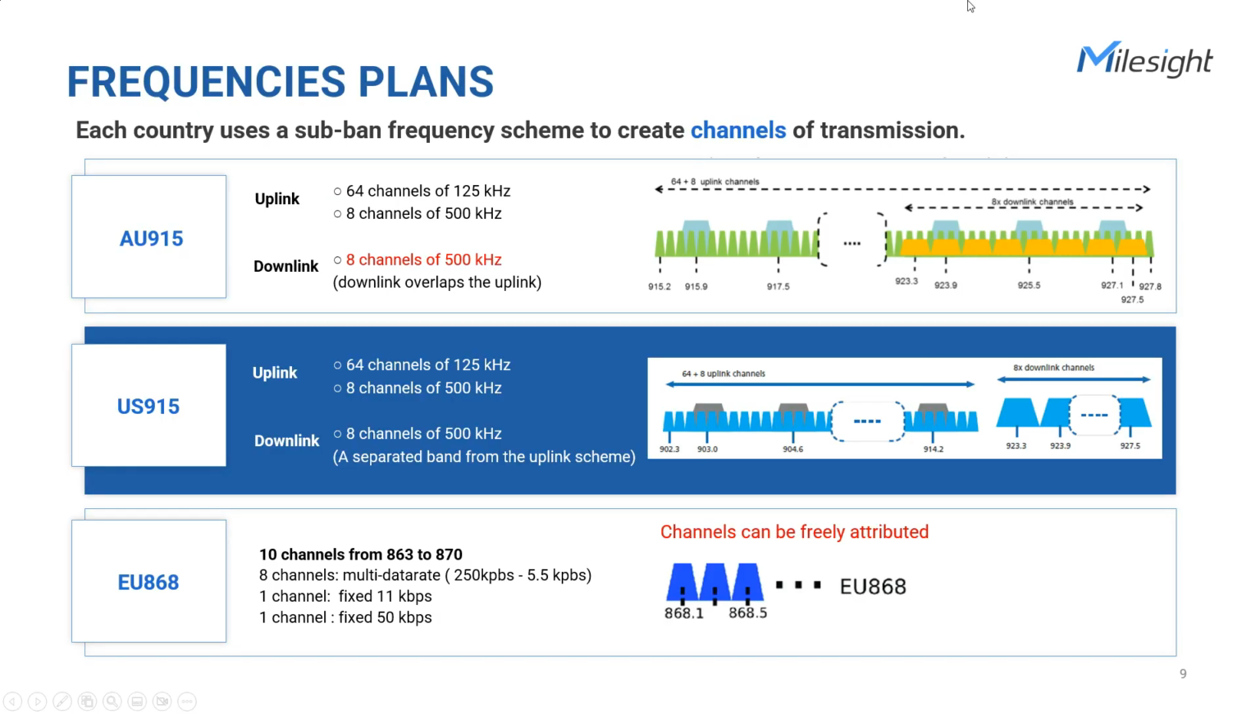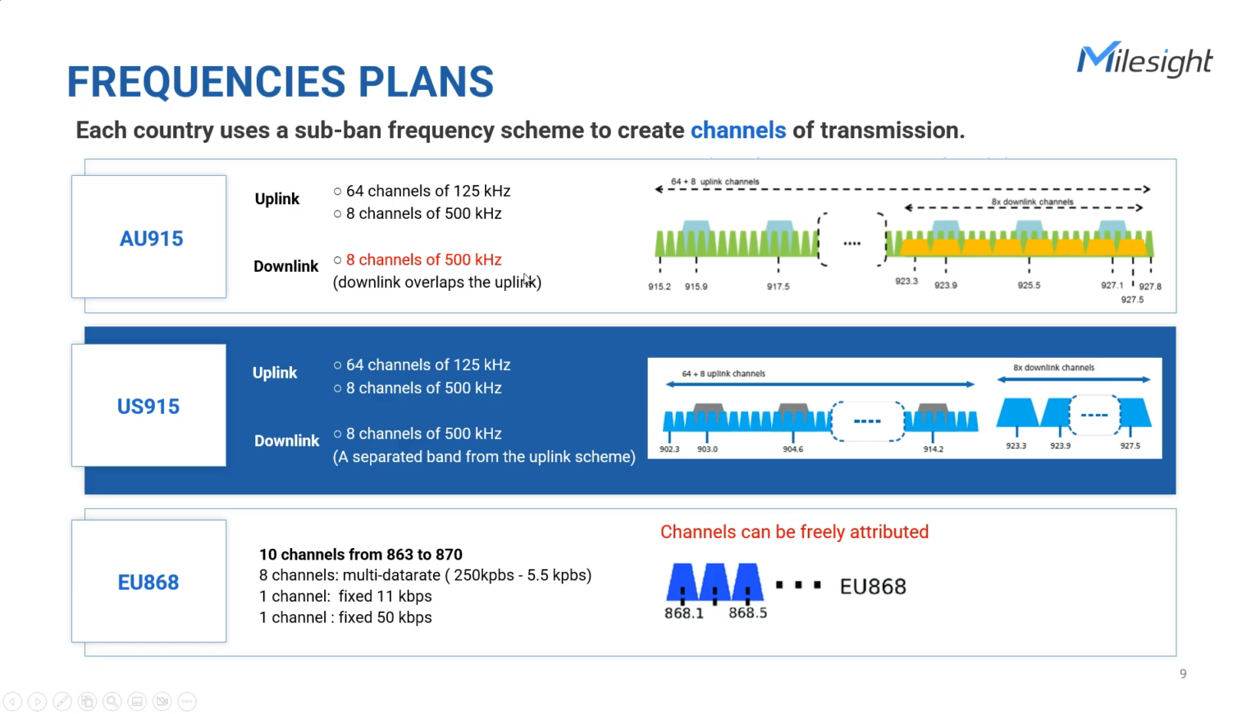Now we know that every country or region has its frequency band. Each country also uses a sub-band frequency scheme to create channels of transmissions. Each sub-band is composed of a number of frequencies called channels. For example, in Australia and New Zealand, the band is called AU915. It goes roughly from 915.2 MHz to 927.8 MHz.